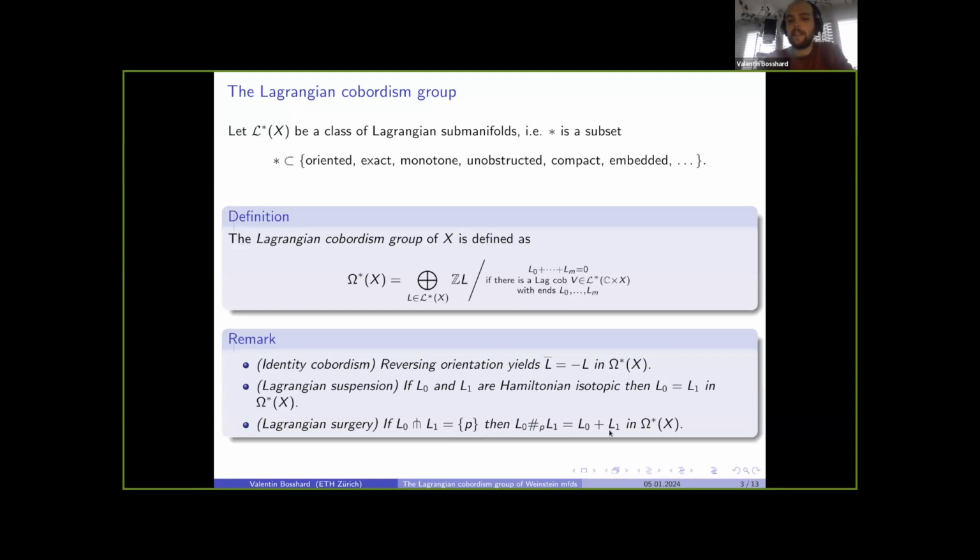And the claim is that there is a Lagrangian cobordism with these three ends, the surgered one and the two original Lagrangian submanifolds. And this will produce the relation that the sum of the original Lagrangians is equal to this surgered one. So maybe you should think about that we want to take the union of L0 and L1, and this equals the sum actually in the Lagrangian cobordism group. And just so that we have an embedded one again, we do surgery.